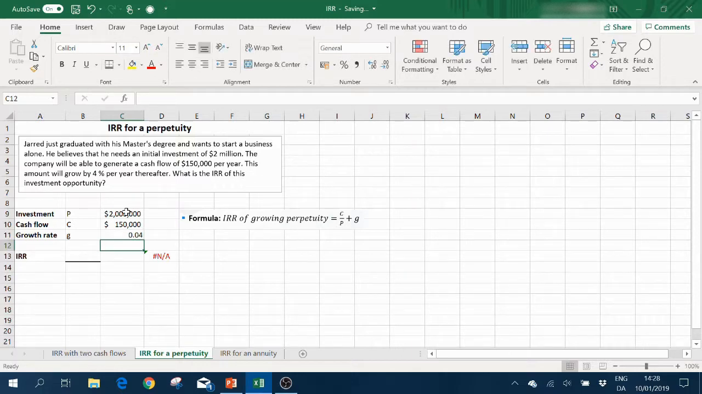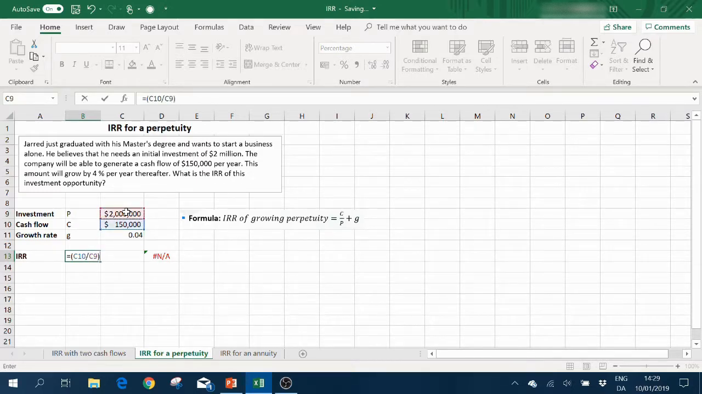So the internal rate of return would be our cash flow. We open a parenthesis, cash flow divided by our investments plus our growth rate.